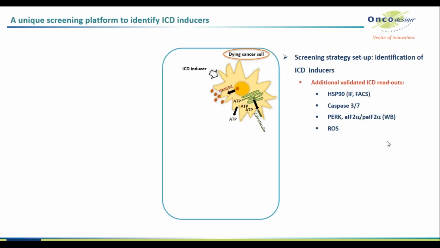So to summarize, what we had set up is as follows. We had set up a screening strategy to identify ICD inducers. The three molecules that we followed to determine if they were ICD inducers were HMGB1, ATP, and calreticulin. We also validated other ICD readouts like HSP90 by immunofluorescence or FACS, and caspase-3. To look at ER stress, which is one of the key factors in ICD, we looked at PERK, eIF2 alpha and its phosphorylation, and reactive oxygen species.